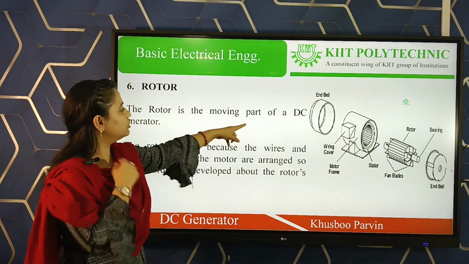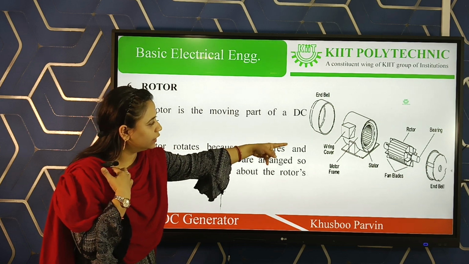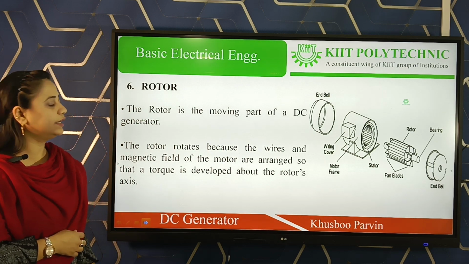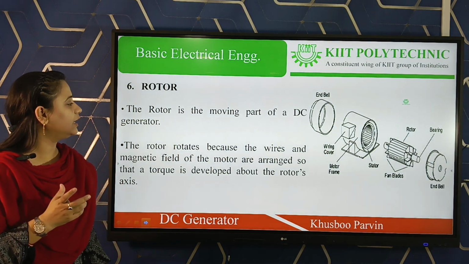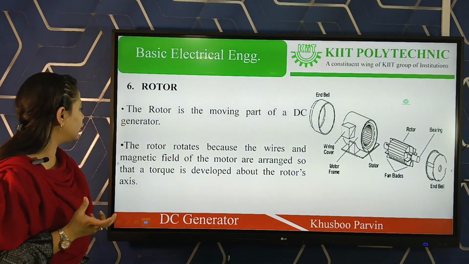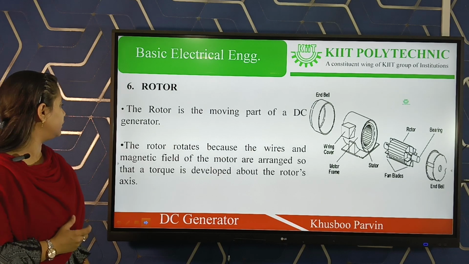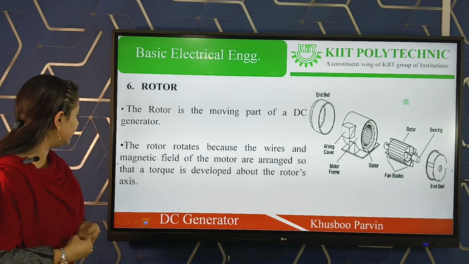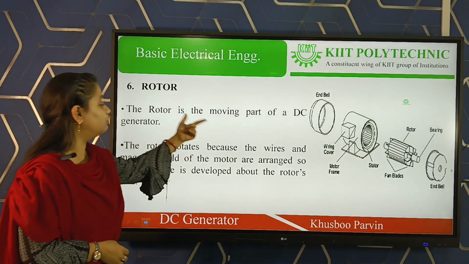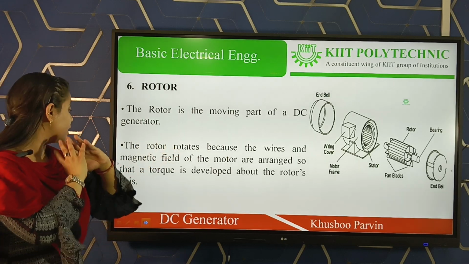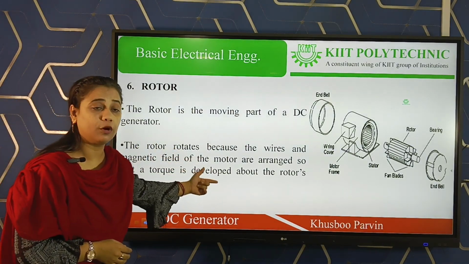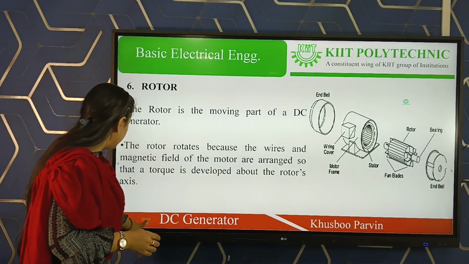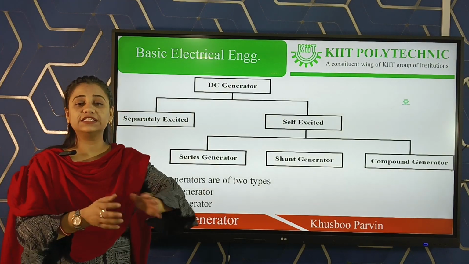Next is your rotor. Here you can see the diagram of the rotor. Bearing is also there. You can see it. So what is a rotor? As from the name, rotor means it is a rotating part, or you can say the moving part of the DC generator. The rotor rotates because the wires and the magnetic fields of the motor are arranged so that the torque is developed about the rotor axis. Getting or not?